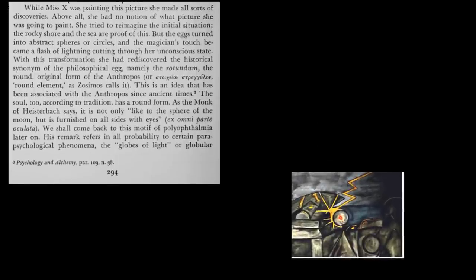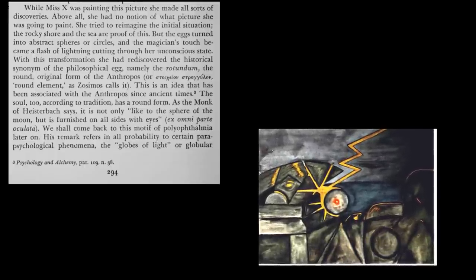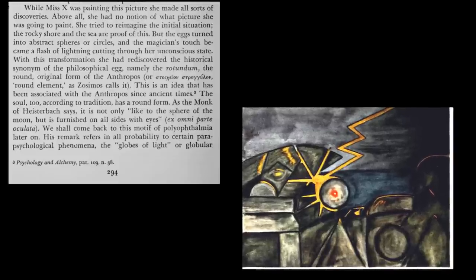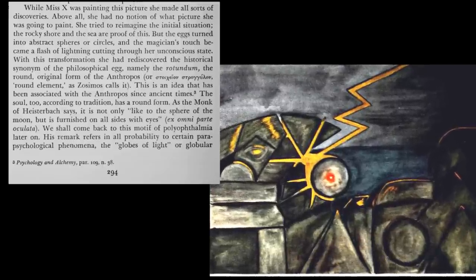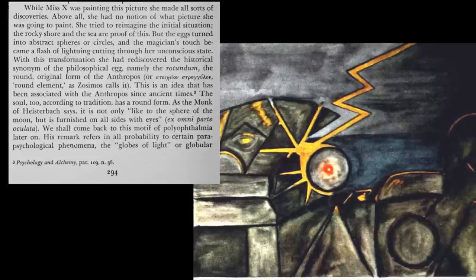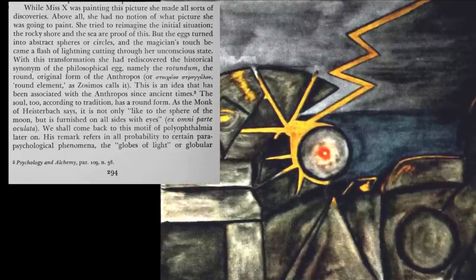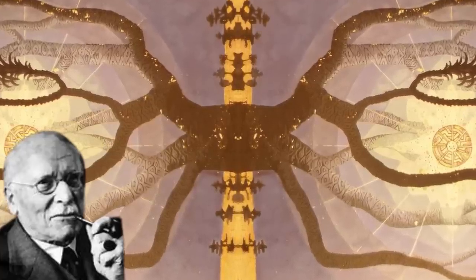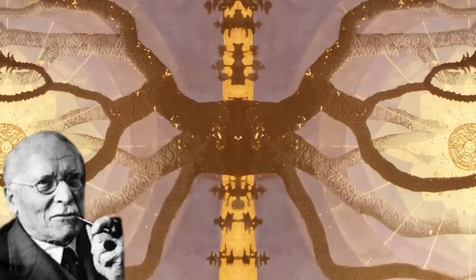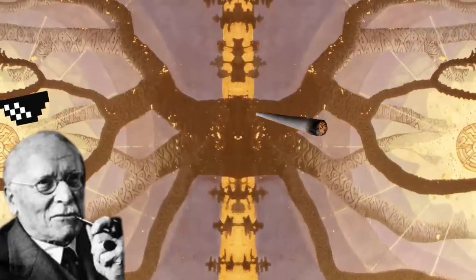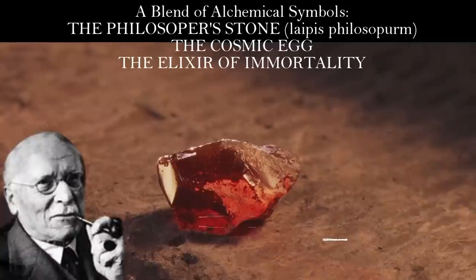While Miss X was painting this picture, she made all sorts of discoveries. Above all, she had no notion of what picture she was going to paint. She tried to reimagine the initial situation, the rocky shore, and the sea, but the eggs turned into abstract spheres or circles, and the magician's touch became a flash of lightning cutting through her unconscious state. I didn't tell her this. I didn't want to interrupt. I didn't want to impose my knowledge on a natural process, but she had touched into the ancient conception of the philosopher's egg, the alchemical philosopher's stone.